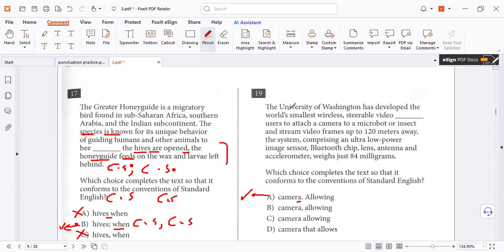University of, university subject, phrase delete, and then verb, and then complements. Look, the second one, Omar, it is a gerund. A gerund works as a subject, allowing users to attach a camera to the system. Look, and then comma, and then comprising. What does that mean? Just like a present participle phrase, or is it a sentence?